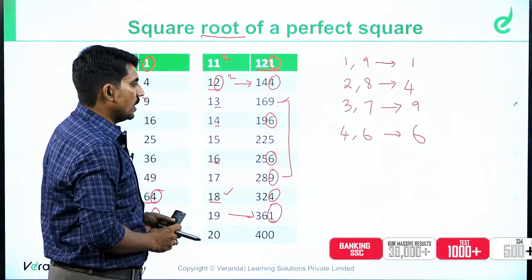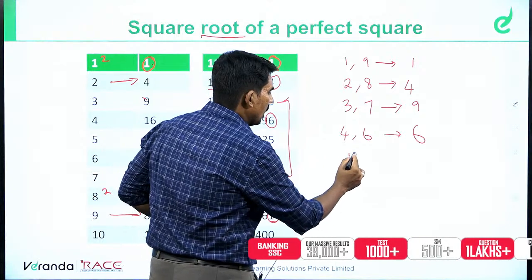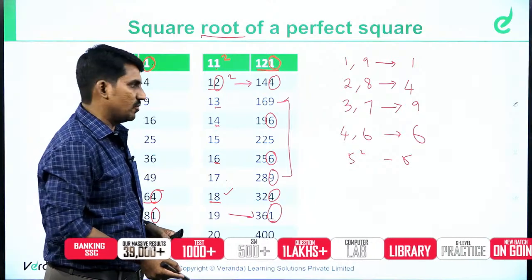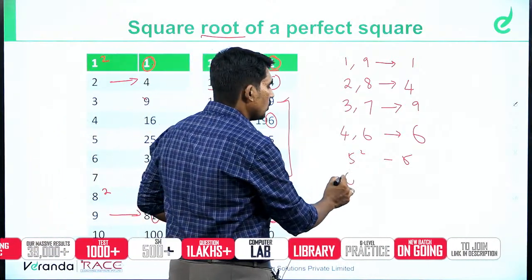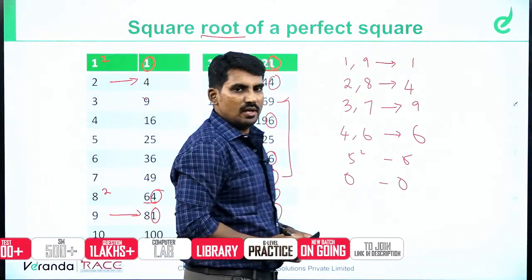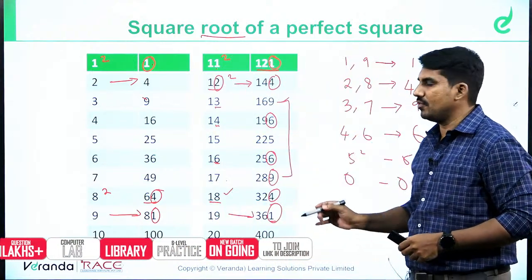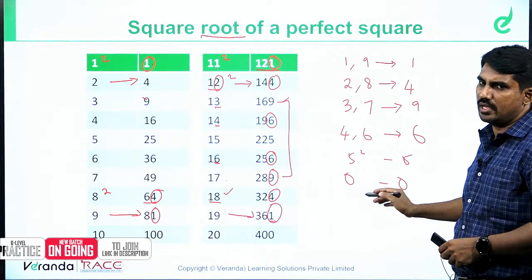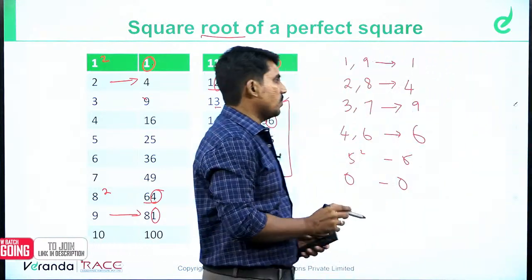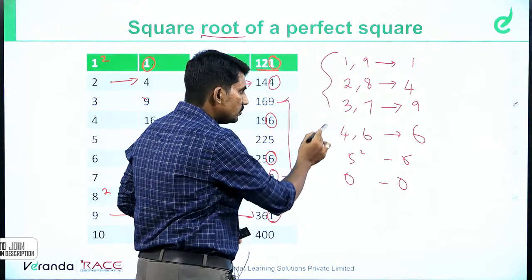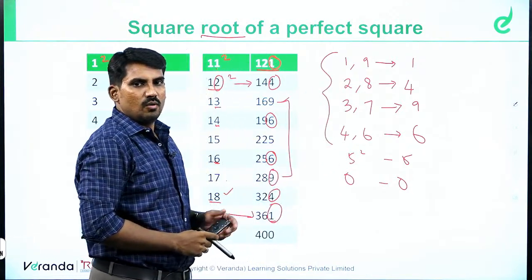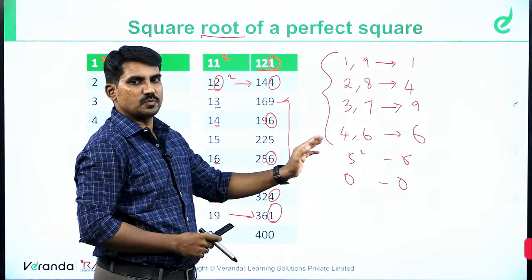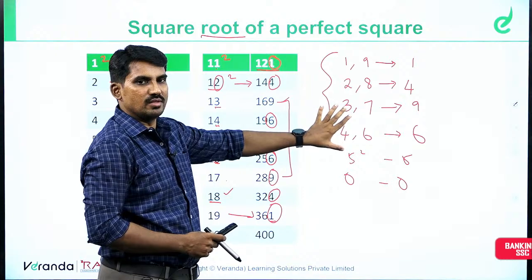Right? Now, next one, 5. 5 square always ends with 5 only. Any number ending with 5, its square ends with 5. 0 also, the square ends with 0. Clear? If the last digit of a number is 5, the square ends with 5. If the last digit of a number is 0, the square ends with 0. This combination alone we should know. 1 and 9 give 1, 2 and 8 give 4, 3 and 7 give 9, 4 and 6 give 6. This is the basic for this shortcut.